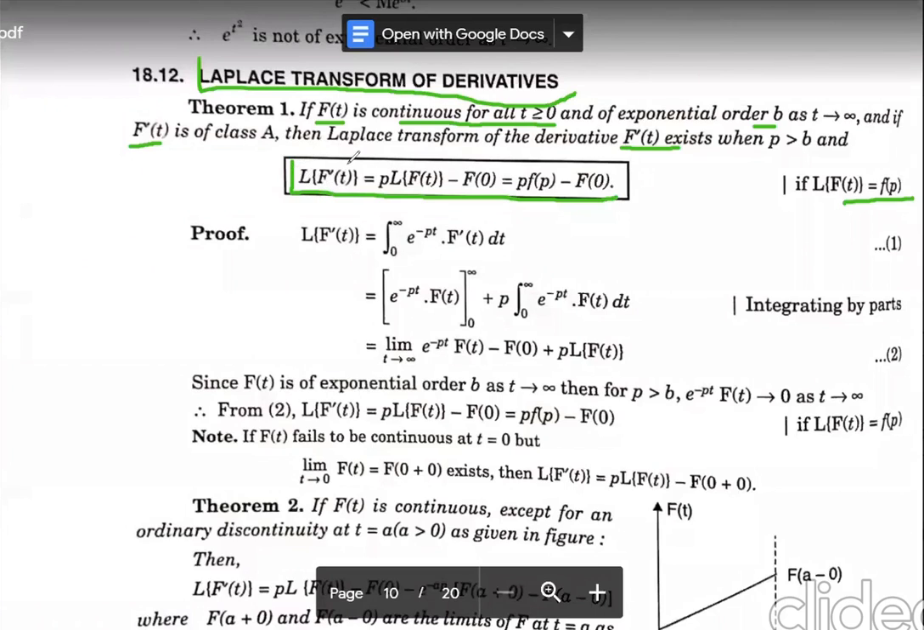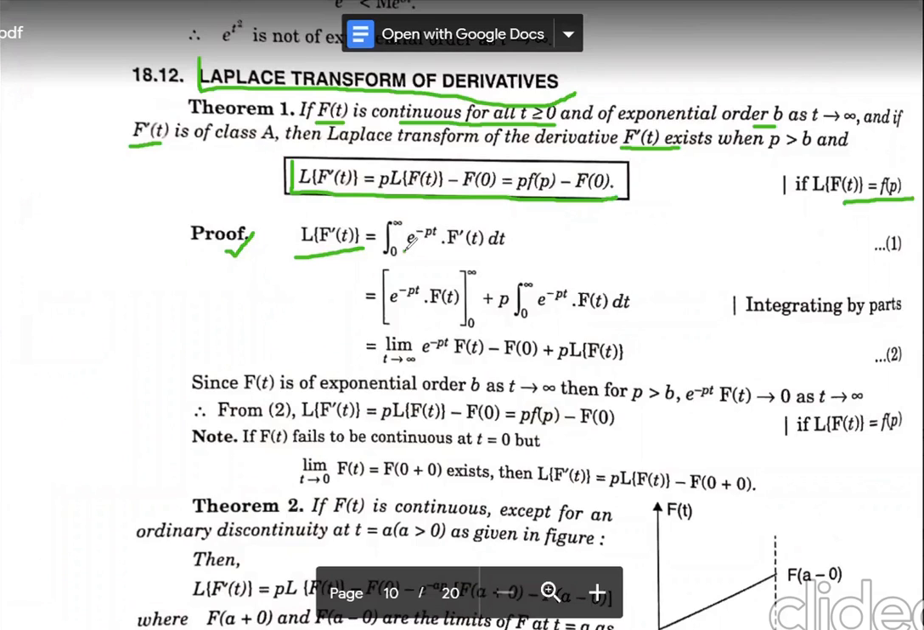This is the Laplace transform of first order derivative. So f dash t, dash represents derivative with respect to t. So the Laplace transform of f dash t will be nothing but p into Laplace transform of f of t minus f of 0. So if you see the proof, the Laplace transform of f dash t, use the definition of Laplace transform. That is from 0 to infinity, e to the power minus pt into f dash t dt.